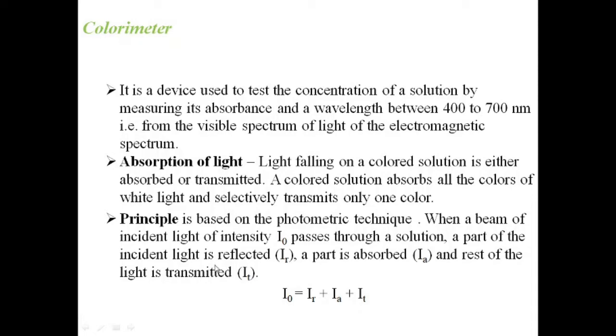So, the source light intensity I0 is the addition of light reflected IR, light absorbed IA, and the light which is remaining, which is transmitted, denoted as IT. The suffix R stands for reflected light and A stands for absorbed light. Hence this equation shows that the total intensity of the light falling on the solution gets divided into three parts: reflected light intensity, absorbed light intensity, and transmitted light intensity.